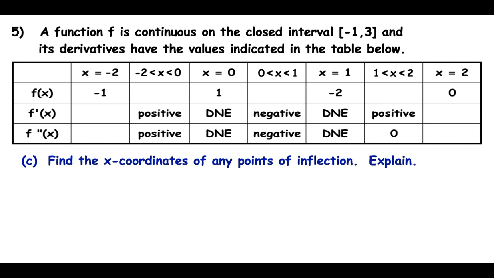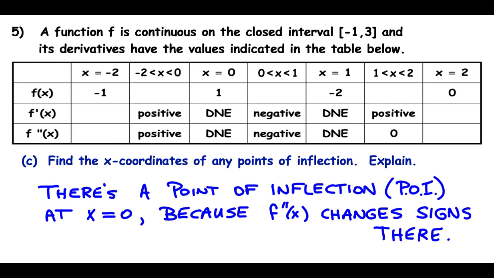So we want to say there's a point of inflection at x equals 0 because f double prime of x changes signs there. And again, we don't want to say the concavity changes, even though that's true. College Board wants to make sure that we realize that concavity is linked to the second derivative. You must mention the second derivative by name. Okay, so here goes. And that's it.